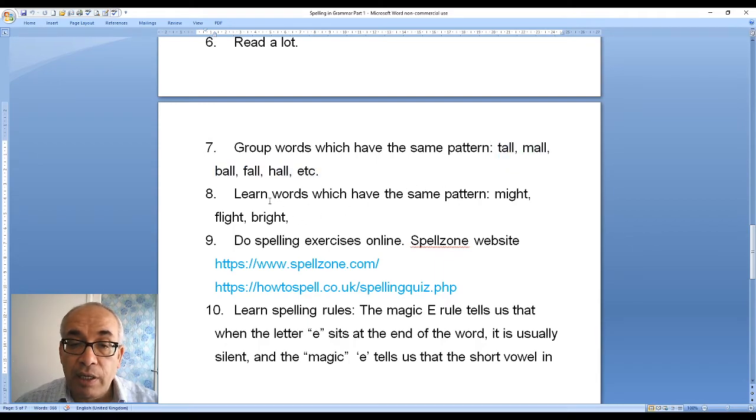Number 8, learn words which have the same pattern. Might, fight, flight, bright. So these words have the same pattern, GHT. All of them have got GHT. Might, flight, bright. So if you put words under the same group and these words have the same pattern and they are from the same family, it becomes easy for you to learn spelling.